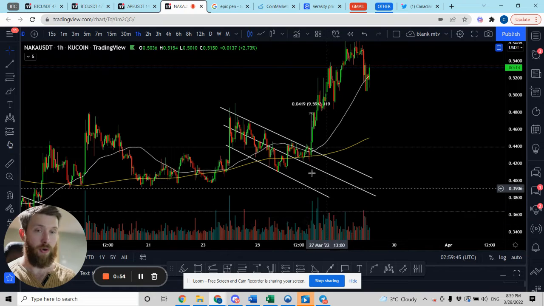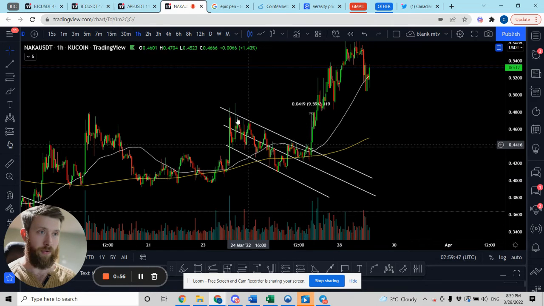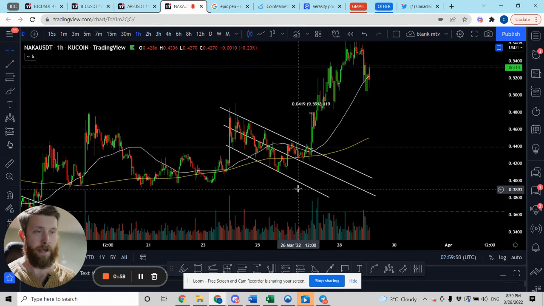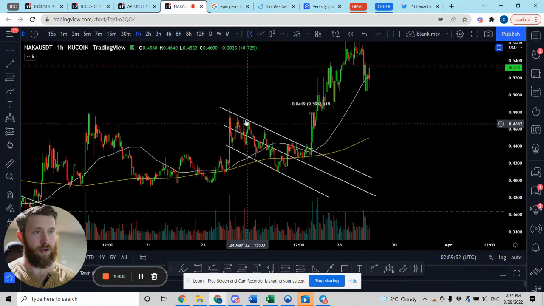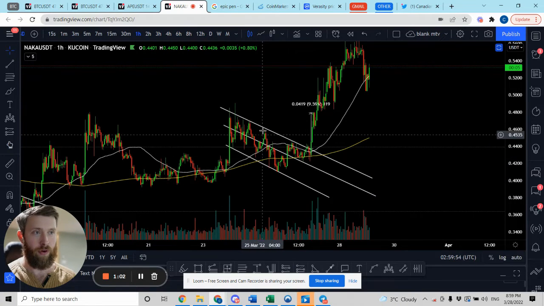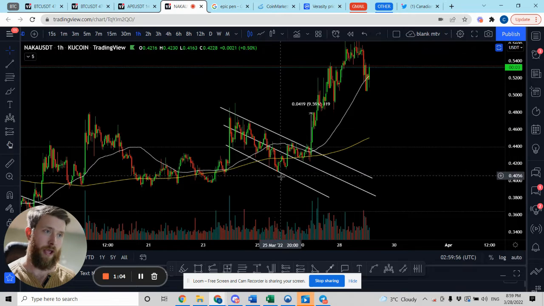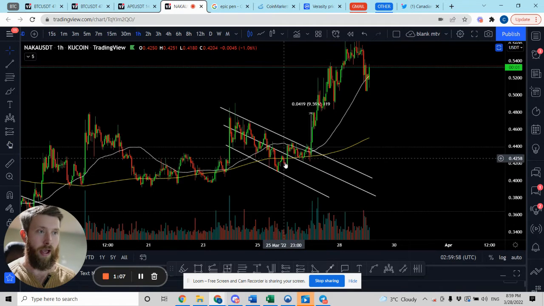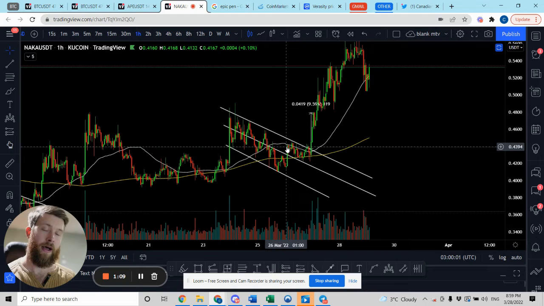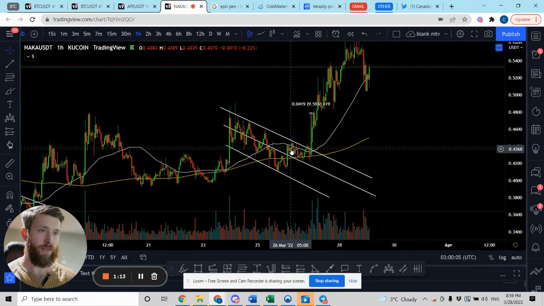Okay, so what I did was I saw my confluences. I was watching this falling channel, and you're having structure of lower lows, lower highs, lower low, lower high, lower low, lower high, higher low, higher high. So that was my first sign that maybe I want to get involved in this.